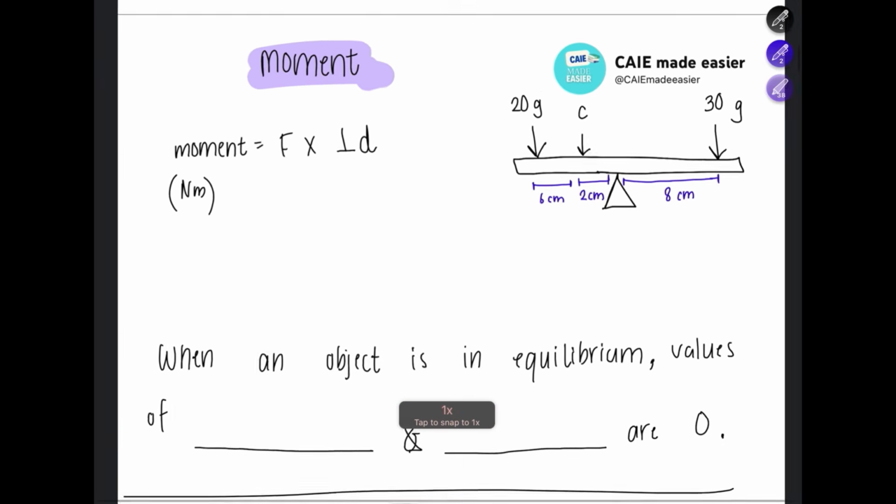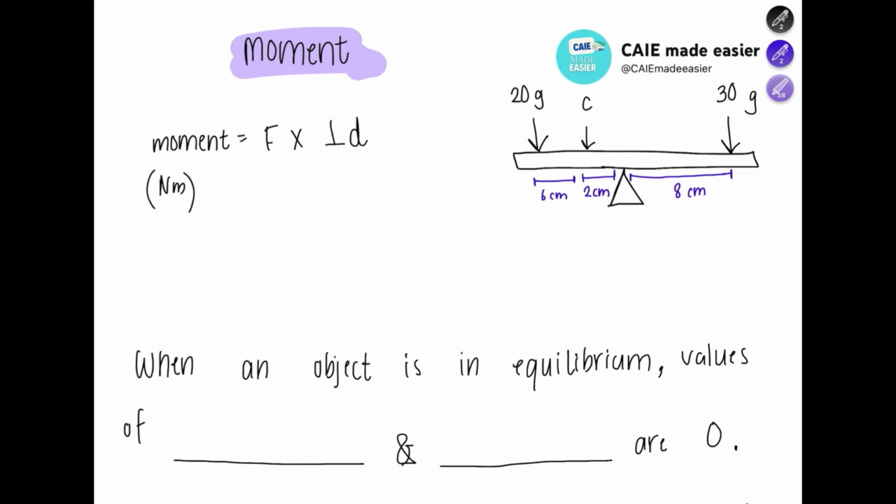Remember, when an object is in equilibrium, that means that this seesaw is standing like this. It's not tilted towards the clockwise direction or the anti-clockwise direction. It's horizontal. This means the object is in equilibrium. Values of resultant moment and resultant force are 0.